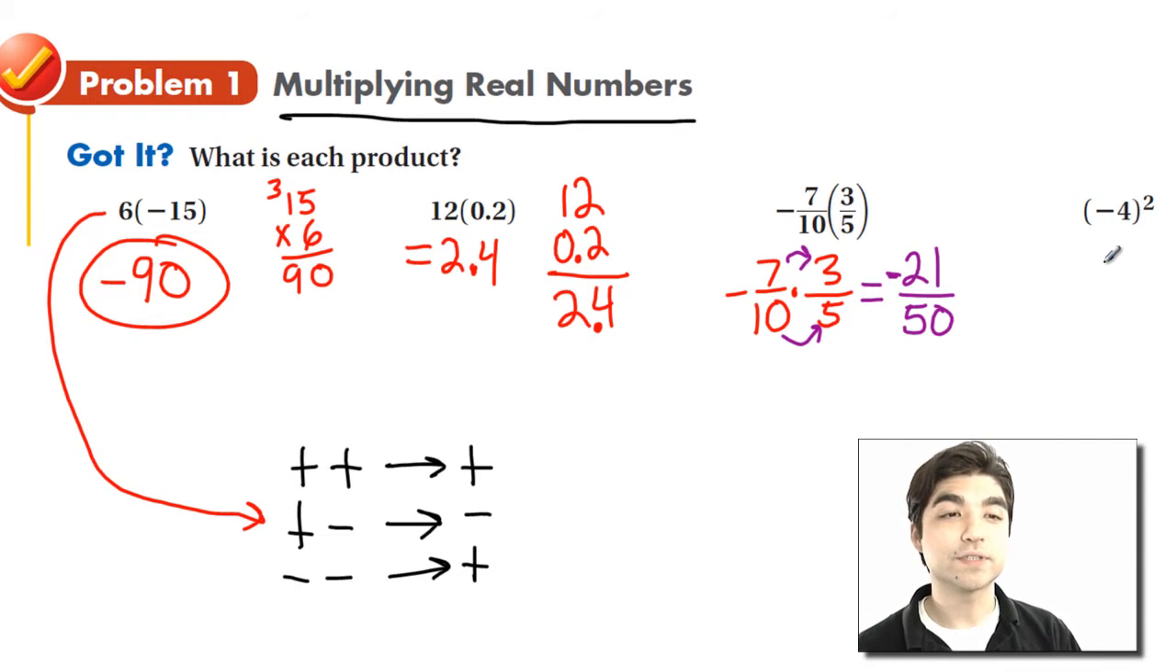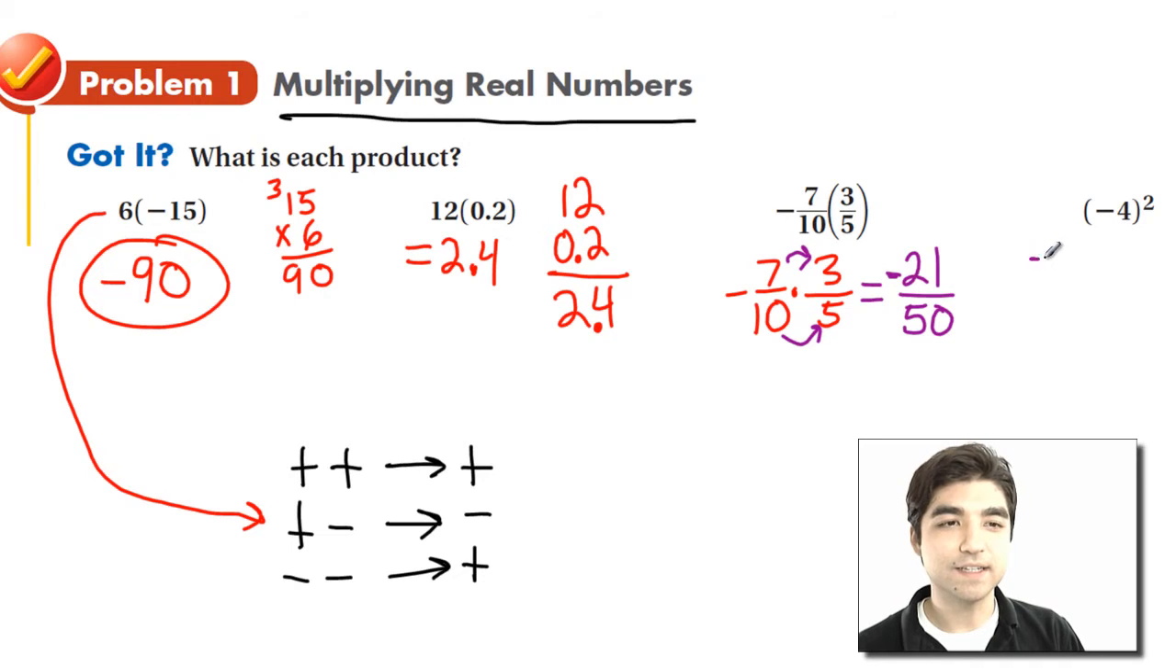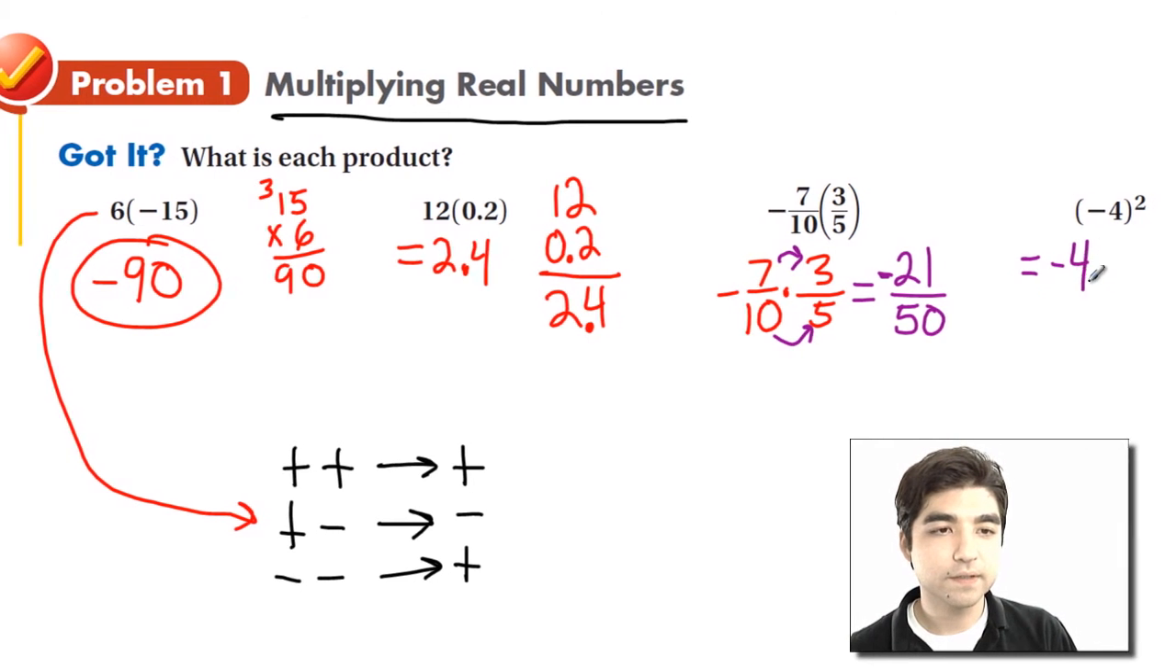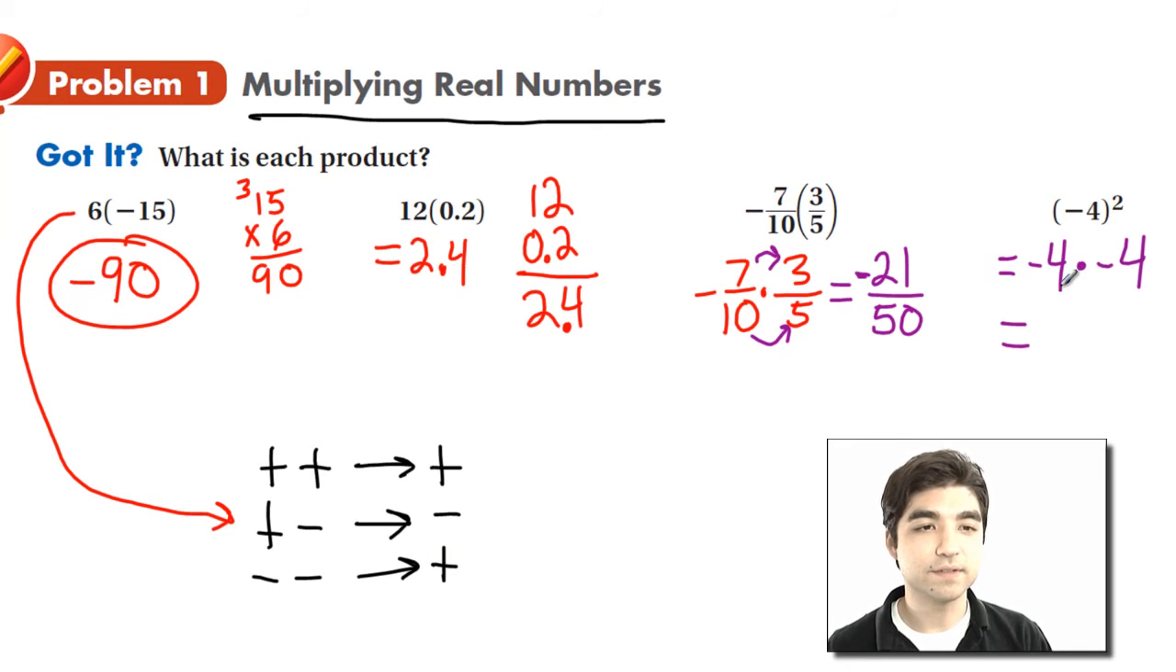Okay, let's look at this last one. We have negative 4 squared. Now remember that exponents is repeated multiplication, so that means that it is negative 4 times negative 4. So 2 negative 4s. So a negative and a negative equals a positive. So 4 times 4 is 16, a positive 16.